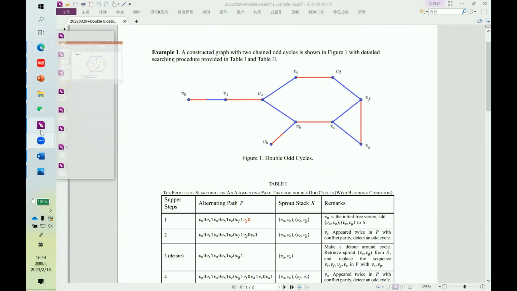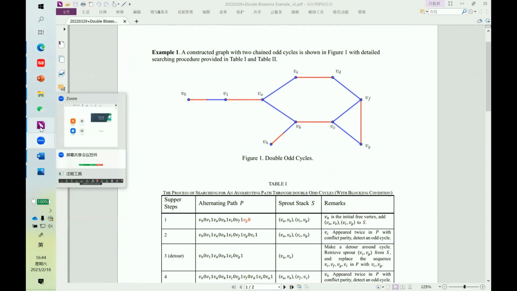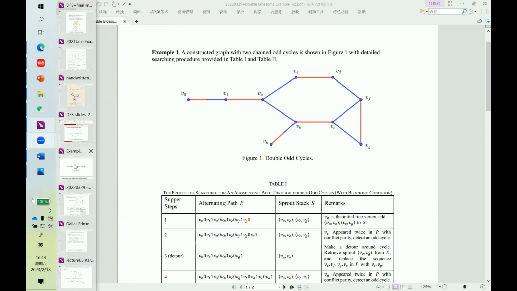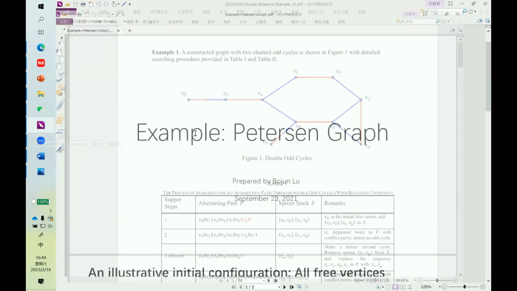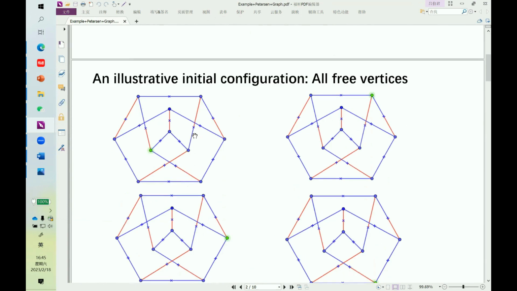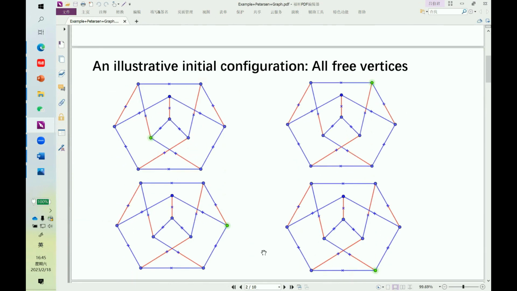So maybe we just use an example in the paper or a Petersen graph. We have plenty of examples to illustrate how initially we apply the color to a graph, to help us identify the structure anyway. So like here, you see.